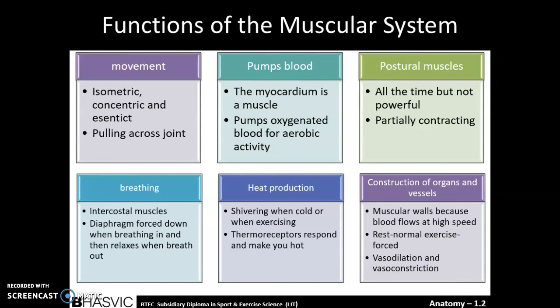There are 6 main functions of the muscular system, one of them being movement of the skeletal muscles. This is when tendons allow movement across a joint. There are 2 different types of movement: gross movement, which is big movements such as running and swimming, or fine movements such as writing or speaking. The different types of movement are isometric, concentric, and eccentric.